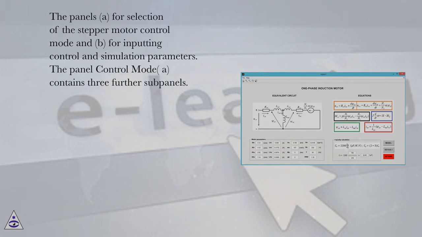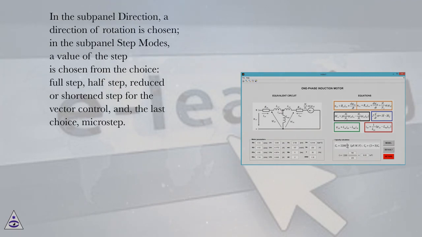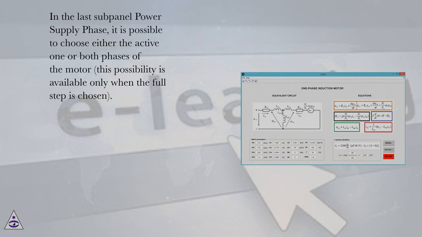The panels, A, for selection of the stepper motor control mode and, B, for inputting control and simulation parameters. The panel control mode A contains 3 further subpanels. In the subpanel direction, a direction of rotation is chosen. In the subpanel step modes, a value of the step is chosen from the choice: full step, half step, reduced or shortened step for the vector control, and the last choice, microstep. In the last subpanel power supply phase, it is possible to choose either the active one or both phases of the motor. This possibility is available only when the full step is chosen.